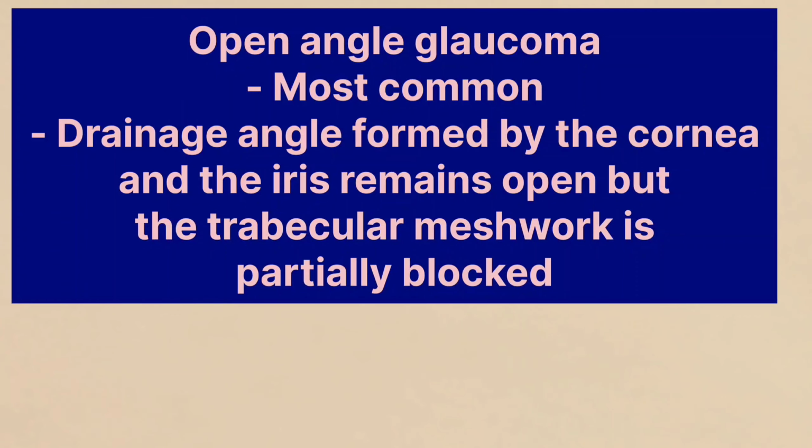Open angle glaucoma is the most common form of the disease. The drainage angle formed by the cornea and the iris remains open, but the trabecular meshwork is partially blocked. This causes pressure in the eye to gradually increase. This pressure damages the optic nerve.